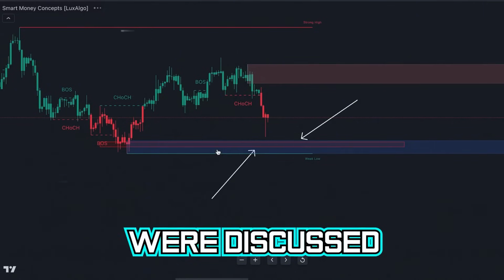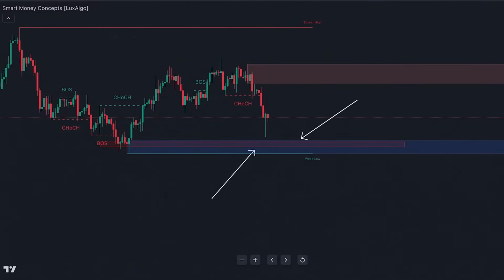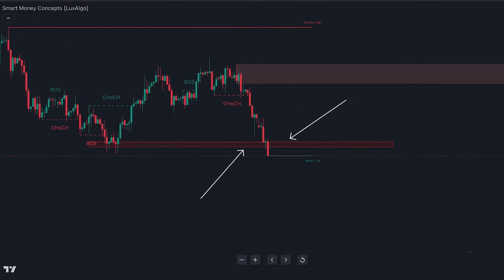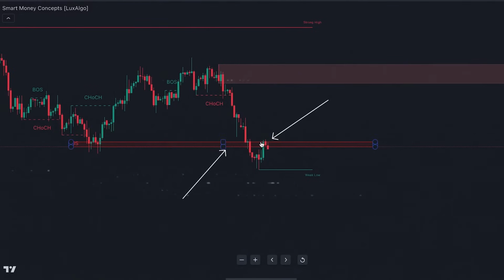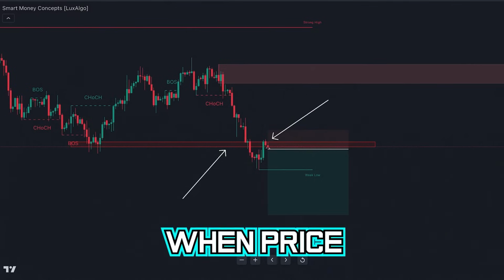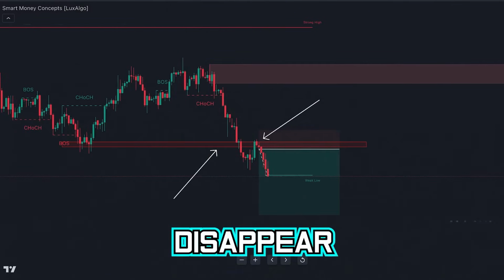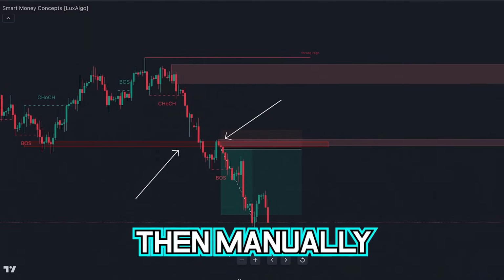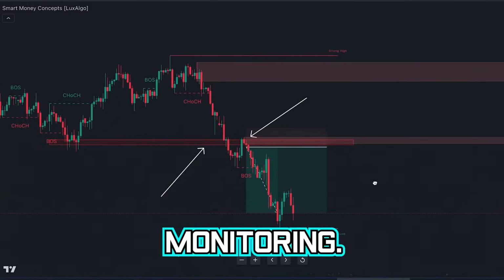Breaker blocks were discussed earlier. Earlier, I mentioned that when price goes through an order block, often if price returns to that area, there can be a strong reaction. With the Smart Money Concepts indicator, when price went through the order blocks, they would disappear and you would need to draw them manually to know what area you should be monitoring.